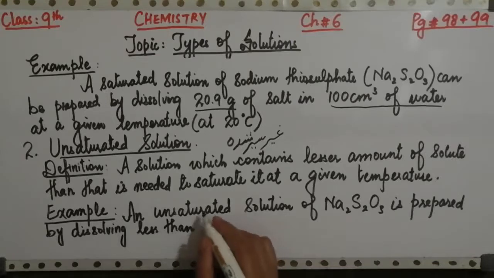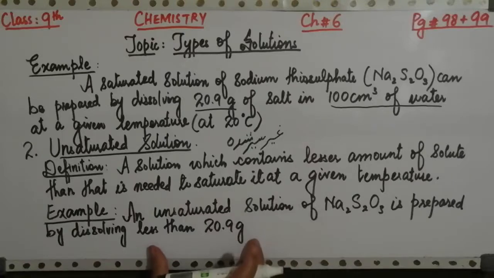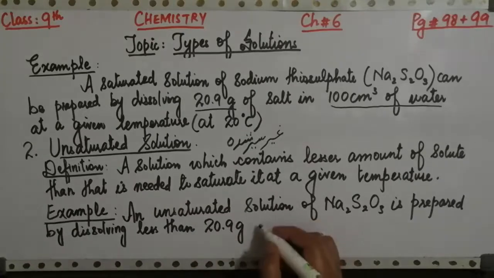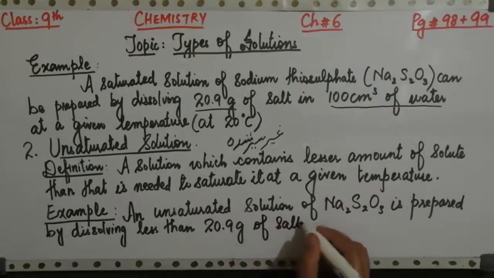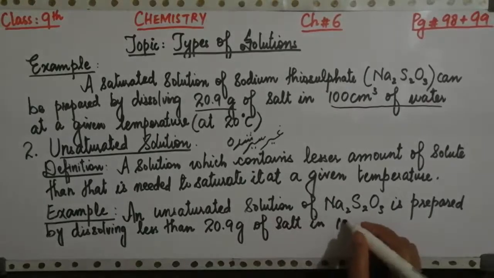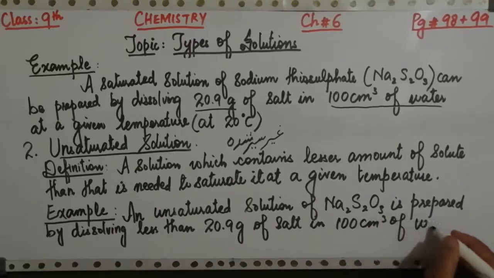बाय डिज़ोल्विंग लेस देन द अमाउंट, लेस देन हाउ मच, 20.9 ग्राम, यानी अब हमने 20.9 ग्राम से कम मिकदार लेनी है और इस कम मिकदार को भी हमने डिज़ोल्व करना है, ऑफ सॉल्ट इन, किस में डिज़ोल्व करेंगे, इन 100 cubic centimeter of water, again at a given temperature.